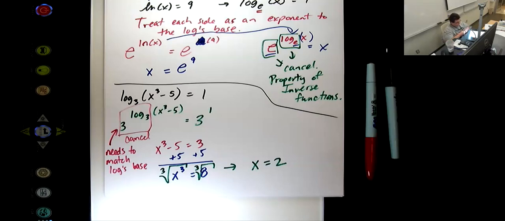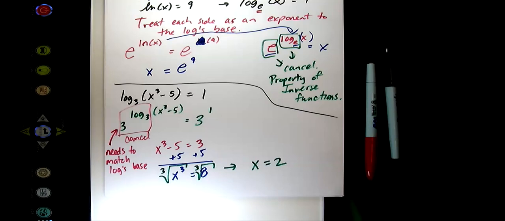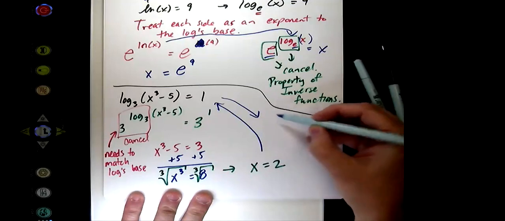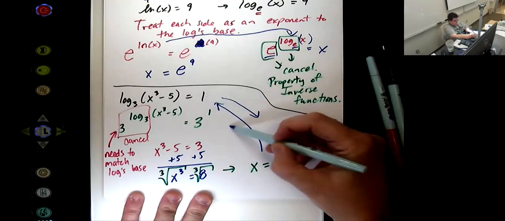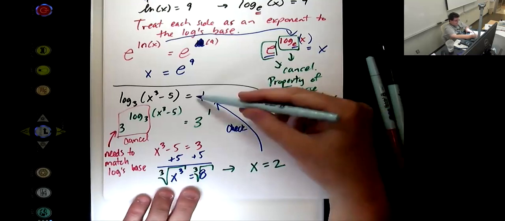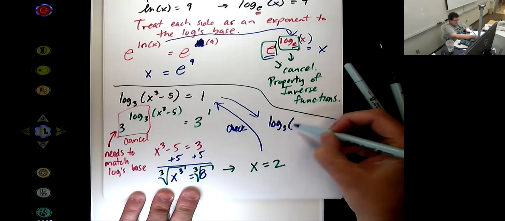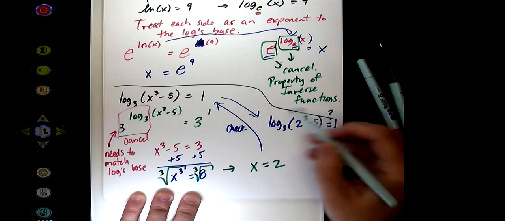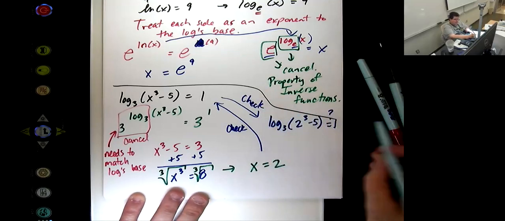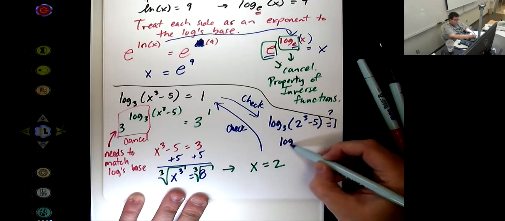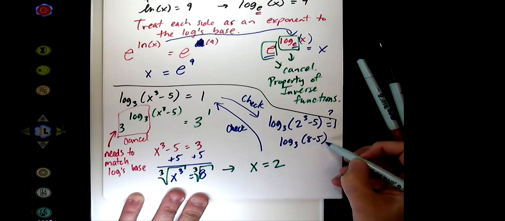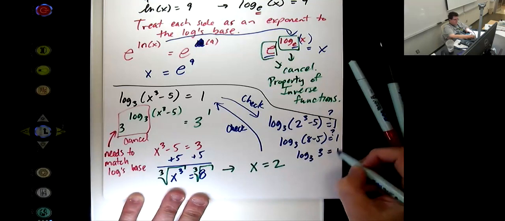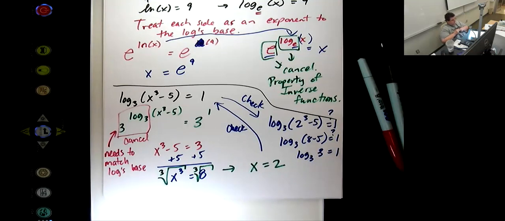And when you need to check the answers, like when you raise to a power to get rid of a square, you have to check it up here. Go all the way to the top. Don't go back here. We got log base 3 of 2 to the 3rd power minus 5. Does that equal 1? So we're doing a check right now. 2 cubed is 8, and 8 minus 5 is 3. Does log base 3 of 3 equal 1? Yes, the base matches the argument.